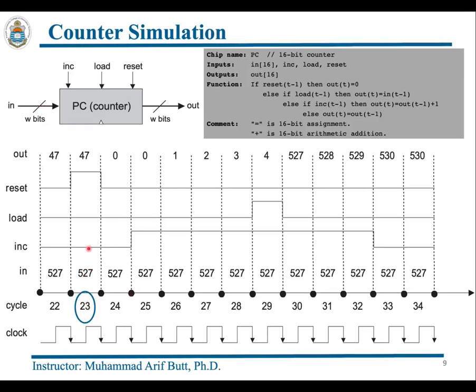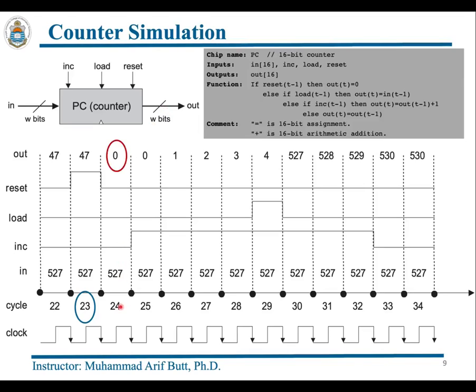The increment bit is off, so no increment. Load is 0, so no loading. Reset is 1. So if the reset is 1, that means the contents of this register will be reset to 0. And at the next cycle, that is cycle number 24, we will have a 0 at this out. Okay.